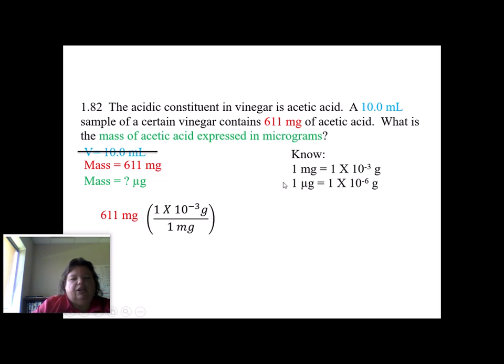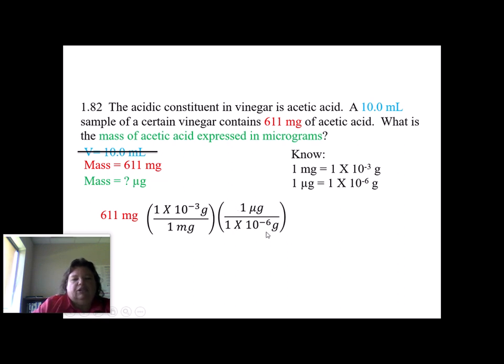So the only other conversion factor that's used is the 1 times 10 to the minus 6 grams, the micrograms there, to grams. Do I want the micrograms to go on the top or the bottom part of this fraction? Since I want my answer in micrograms, I don't want to cancel that out, so I need to put the micrograms on top.